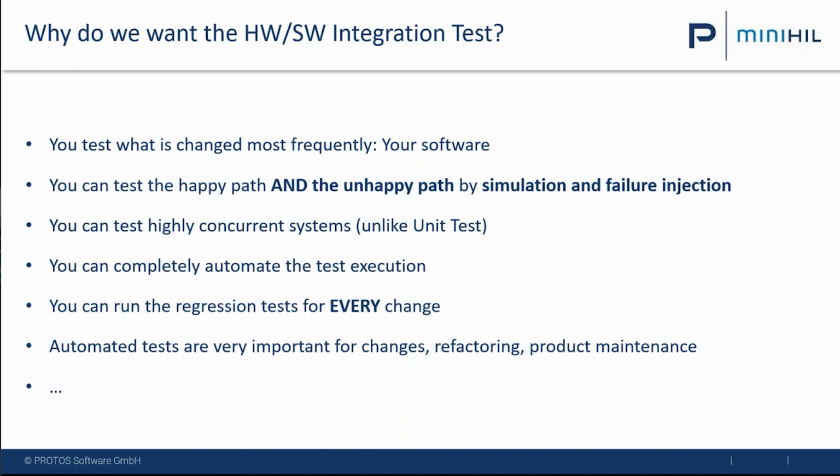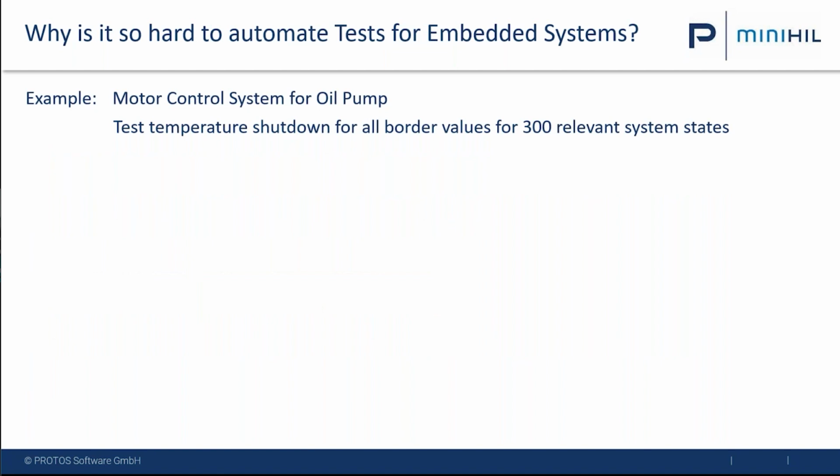You do not have to change hardware in order to test your system. And you can run a regression test for every change. So automated tests are very important for changes, for refactoring, and for product maintenance. So why is it so hard to automate tests for an embedded system?